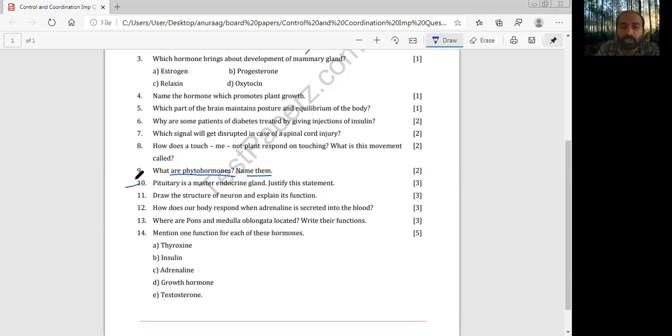Moving on to the 10th question. Pituitary is a master endocrine gland. Justify the statement. Now, pituitary is a master endocrine gland.